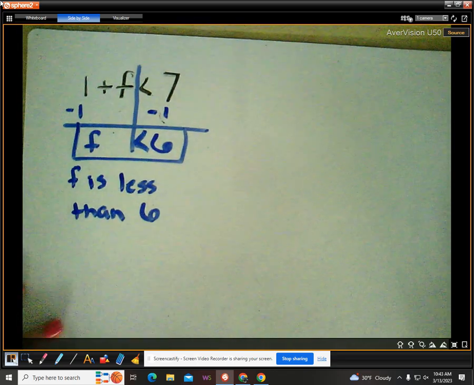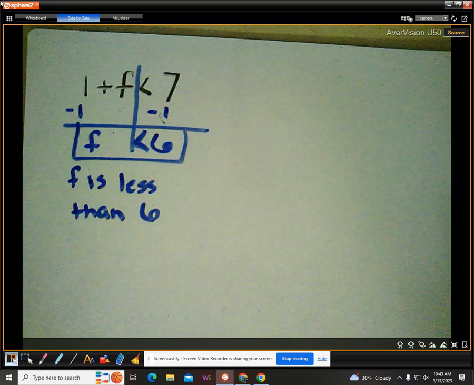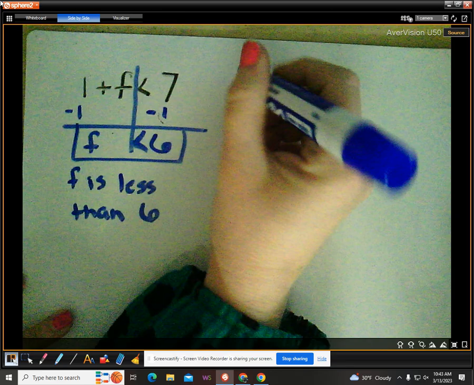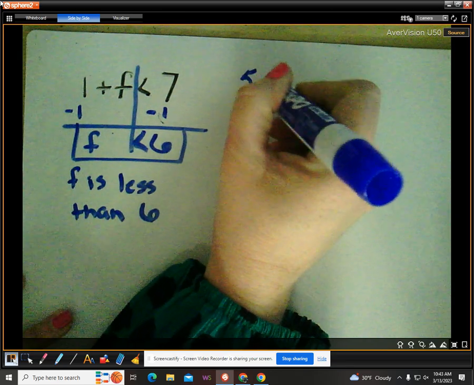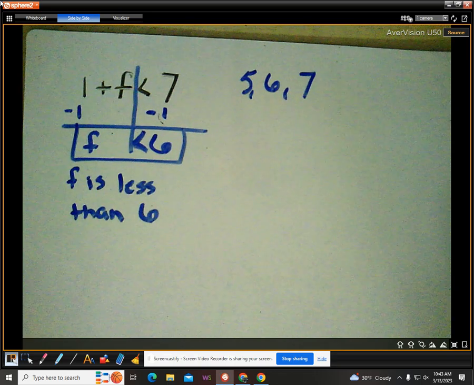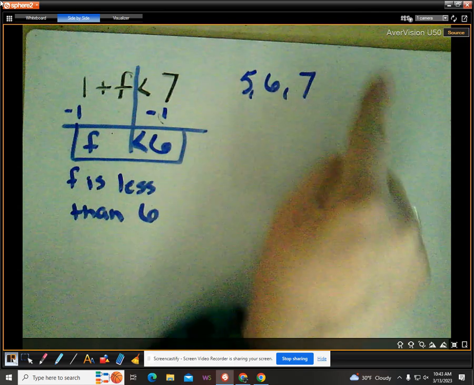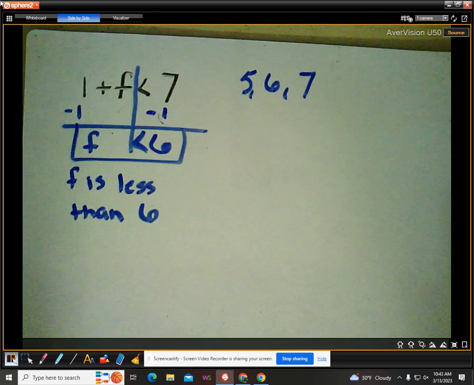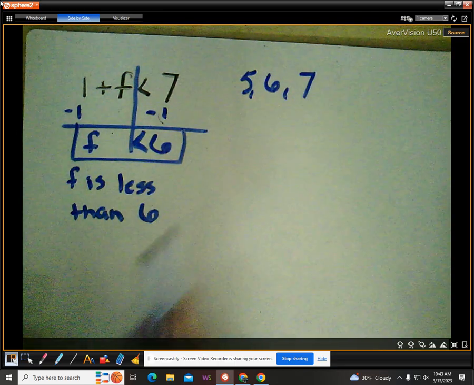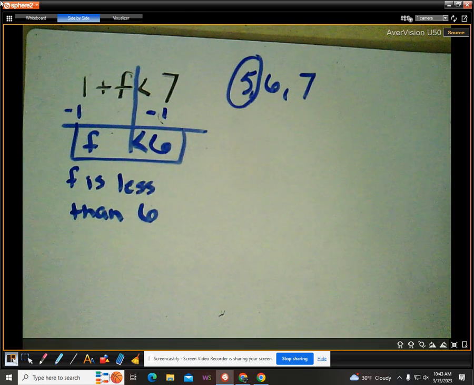So then the second part of what they're asking you on number 1 is, what of those could F be? They gave you a list. They want to know, could F be 5, 6, or 7 based on what you just figured out? If F needs to be less than 6, which of these could F be? Evie? That is the only option because it is the only one that is less than 6.